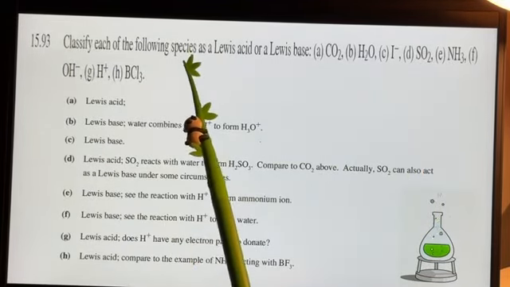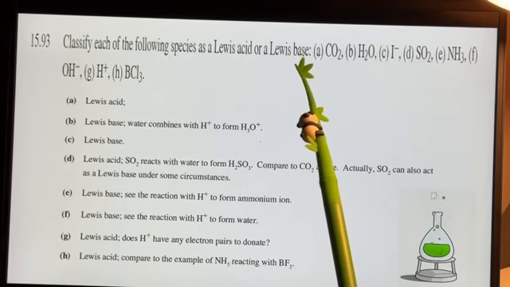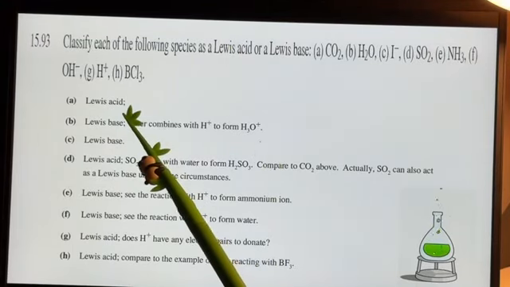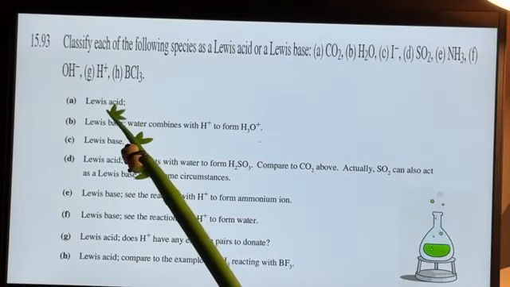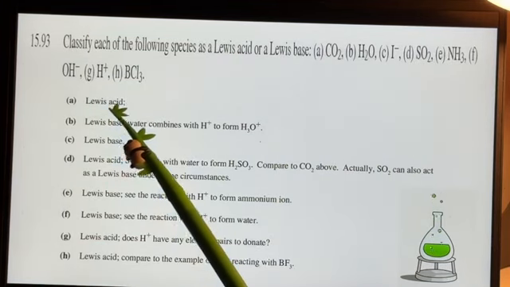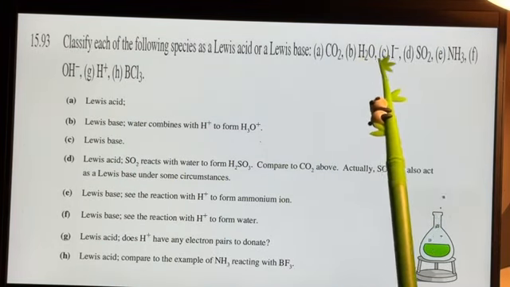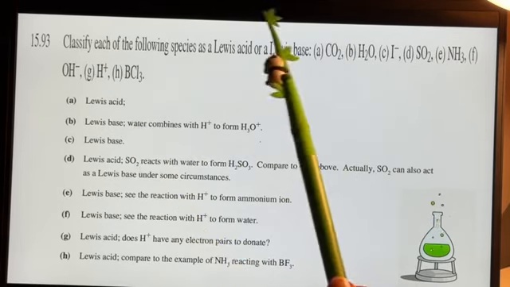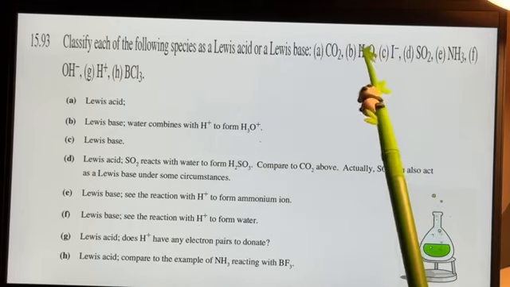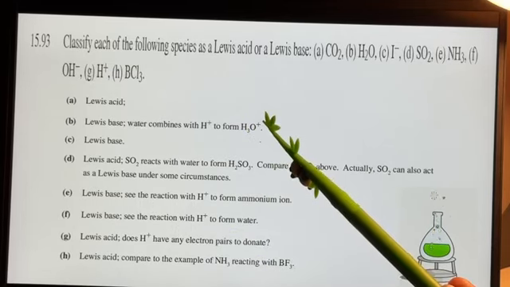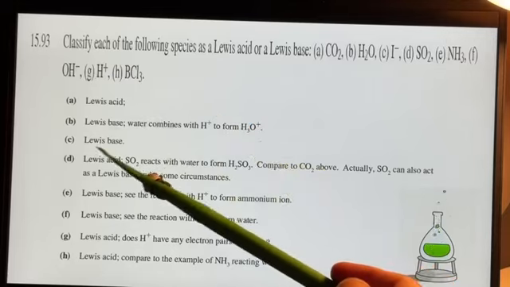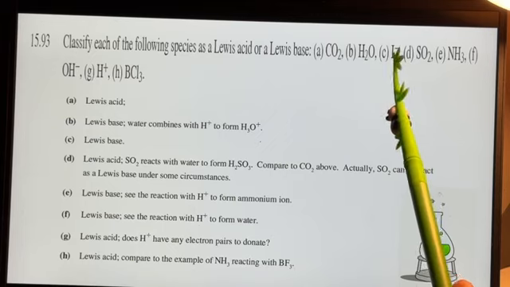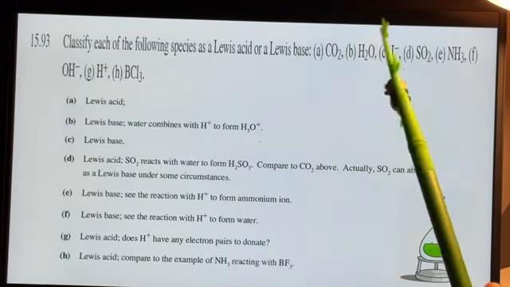Classify each of the following species as Lewis acid or a Lewis base. Example CO2. CO2 acts as a Lewis acid because it does not have electrons. It is deficient in electrons. H2O. Water acts as a Lewis base because H2O combines with the H plus ions to form H3O plus. I minus is having 3 lone pairs and a negative charge, so it is acting as a Lewis base.